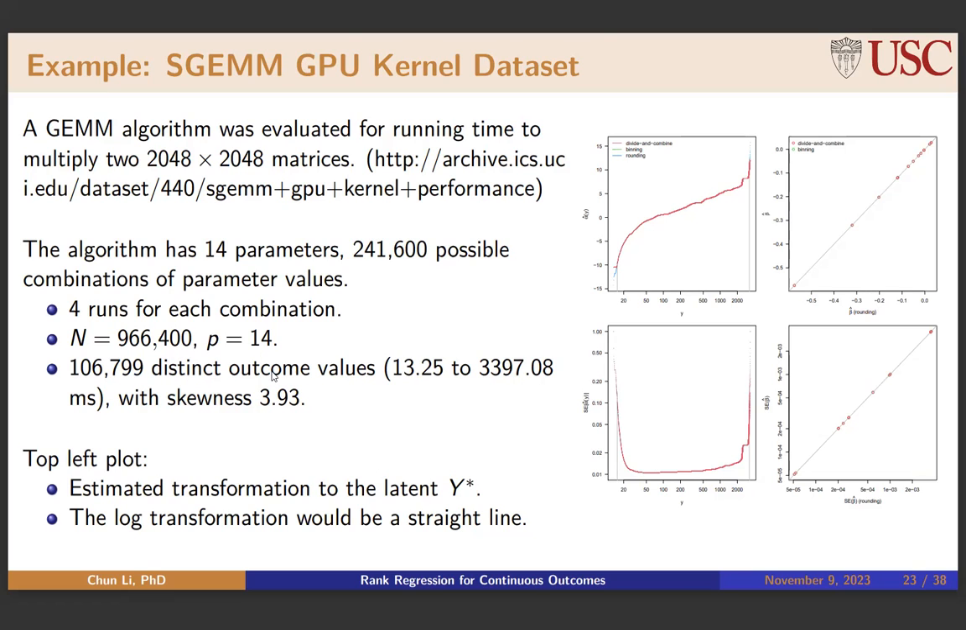Well, we fit rank regression on it. And the outcome is very skewed. It runs from 13 milliseconds to 3.4 seconds, and skewness is nearly 4. You know how skewed it is? Exponential distribution is quite skewed, and the skewness is 2. And here, skewness is almost 4. So it's very skewed.